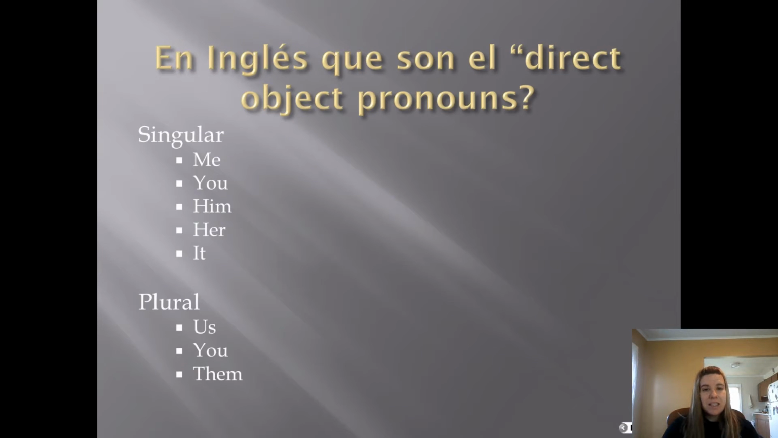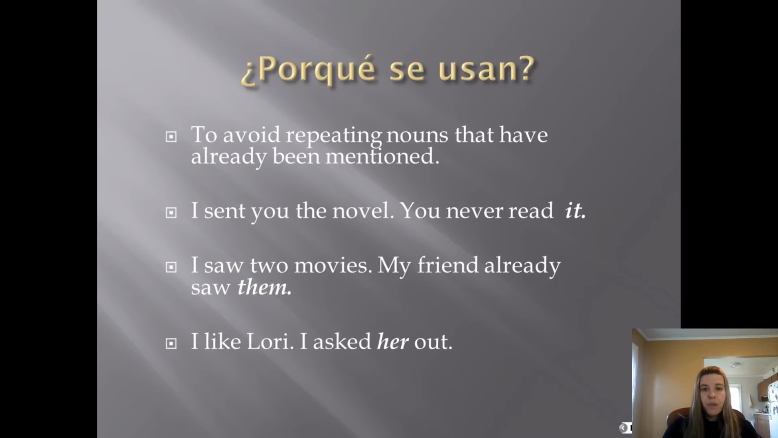So, en inglés, ¿qué son the direct object pronouns? In English, the direct object pronouns are me, you, him, her, or it, and then us, you, or them. And ¿por qué se usan? Why do we use them?